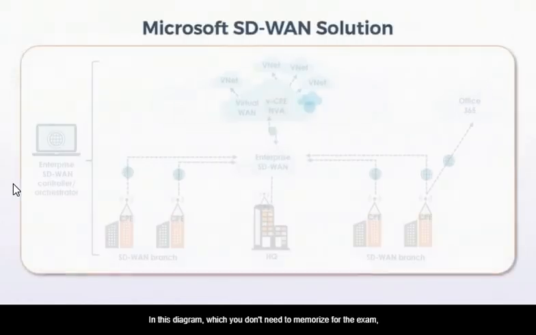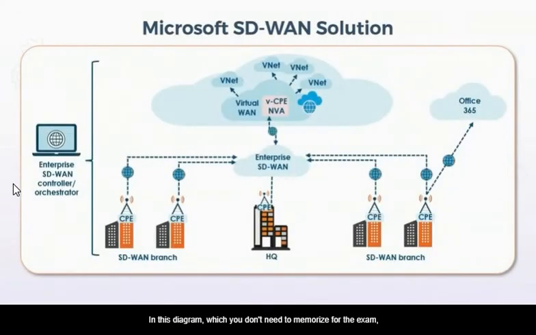In this diagram, which you don't need to memorize for the exam, just realize that we have a corporate headquarters. At our corporate headquarters, we have some type of customer premises equipment. Let's say it's a Cisco aggregate services router. We also have branch offices. Maybe they're in the same metropolitan area. Maybe they're spread out across a larger geographic area. They could be interstate or intrastate. If it's a large enough organization, it could encompass an entire country.